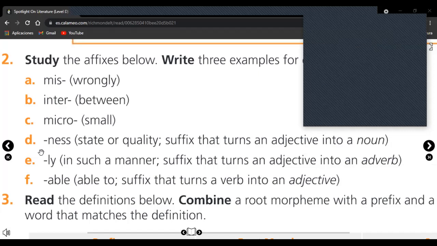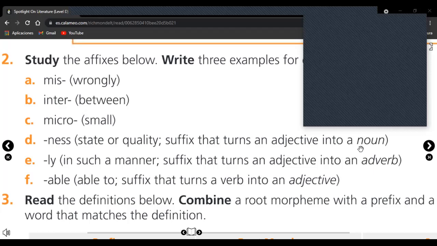Then we have letter D, the suffix -ness. Well, the meaning of these suffixes is kind of complicated, kind of abstract. It's still quality, whatever that means. So what you have to understand here is that the suffix turns adjectives into nouns. When you add the suffix to an adjective, it turns into a noun. Easy peasy.